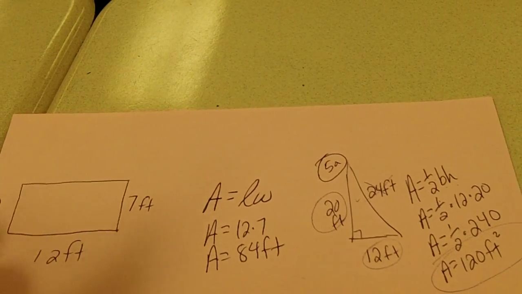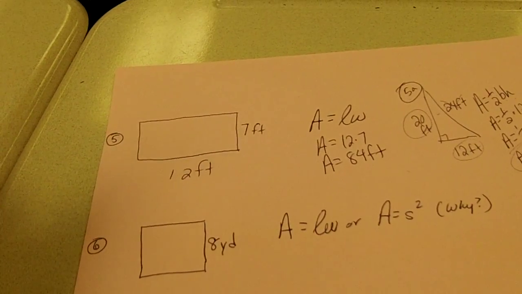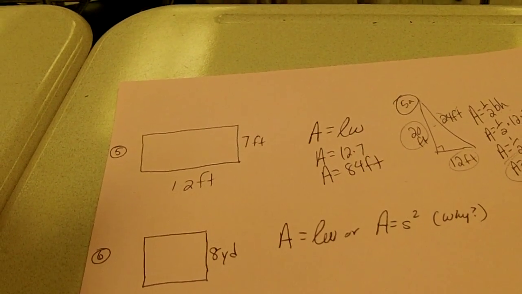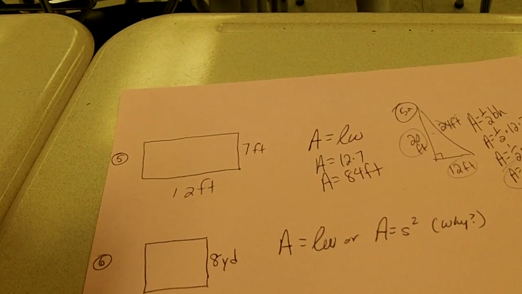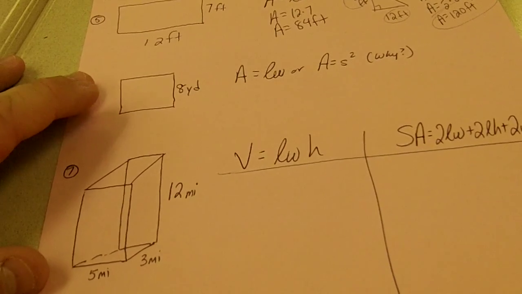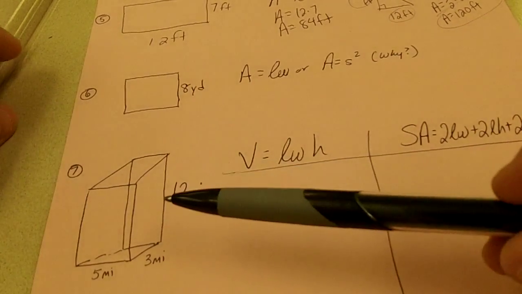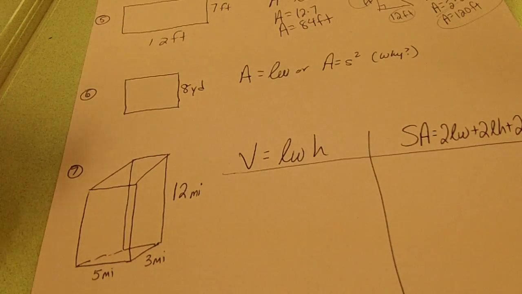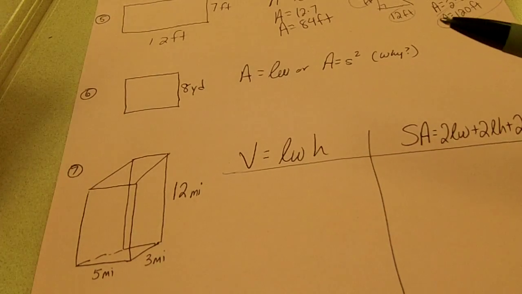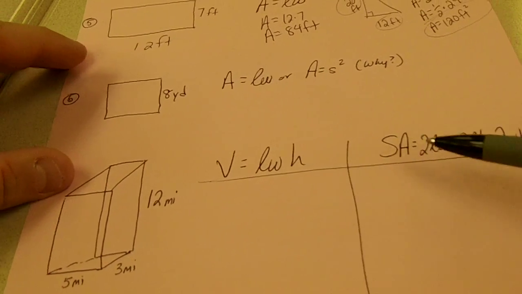Alright, I'm going to skip over number 6 because that's pretty easy. And if you can tell me why in class, we'll have a little discussion about that. But I want to show you the last example. That's going to be using a three-dimensional figure such as a rectangular prism. Drawing isn't really all that great, but it does show all the formula components that are necessary to do both volume and surface area.